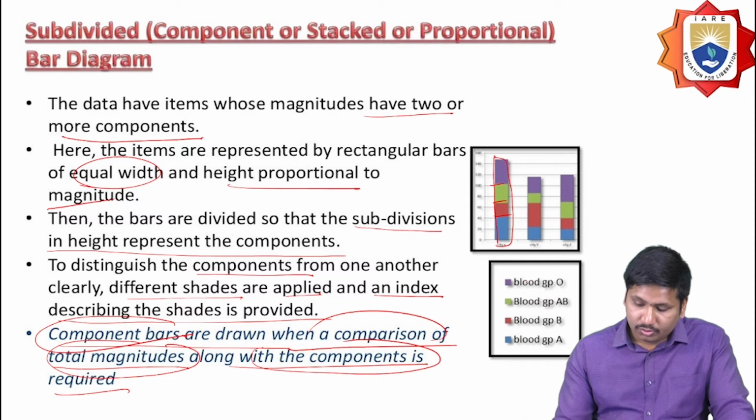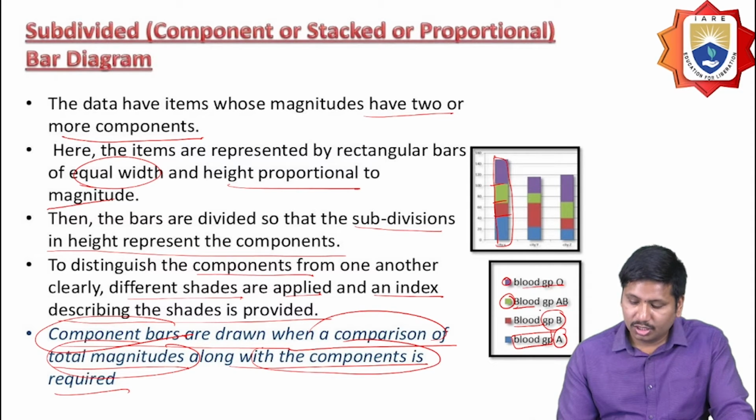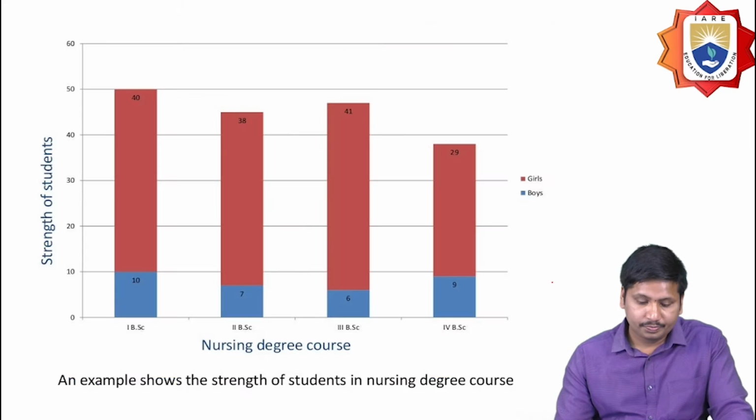Suppose the purple color is the blood group of O persons, the blood group of AB is represented through green, blood group B through red, and blue represents the remaining group. So within a single bar I can represent how much each is. Let me show an example.